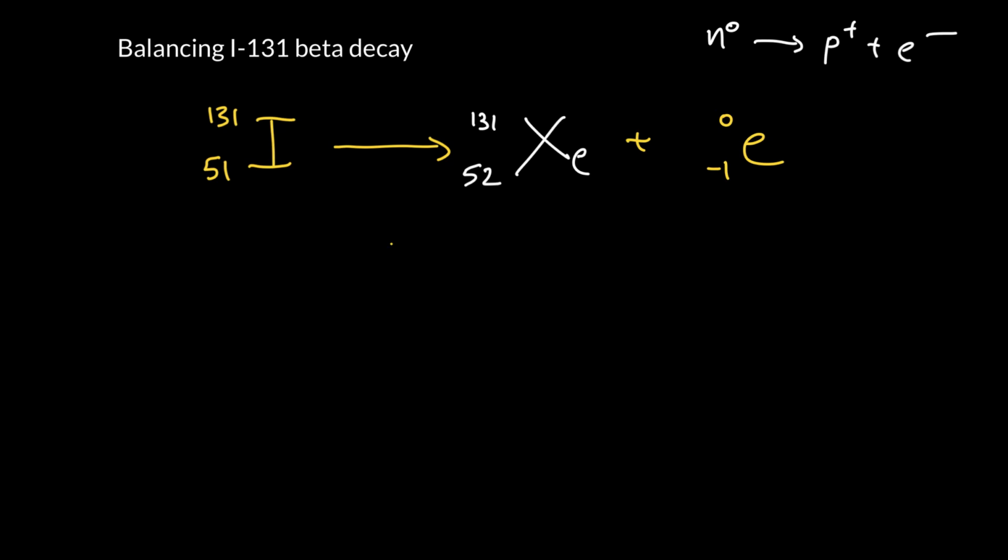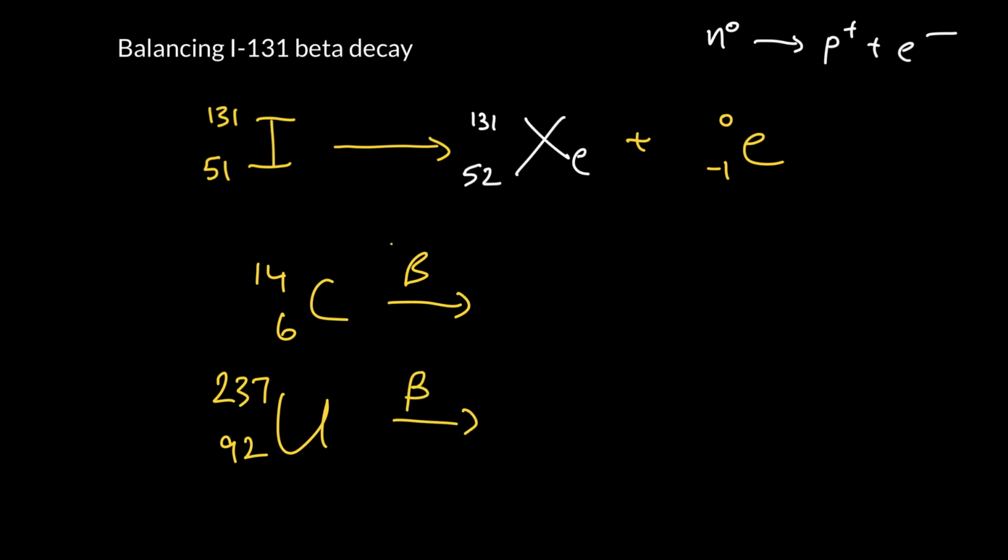So let's go ahead and write a couple more. In fact, I'll go ahead and have you do these. So let's look at carbon-14. It undergoes beta decay. And how about uranium-237? And it undergoes beta decay. What is the product of these two nuclear reactions? So go ahead and pause, have a go, and then unpause in a couple of seconds, and we'll go through it.